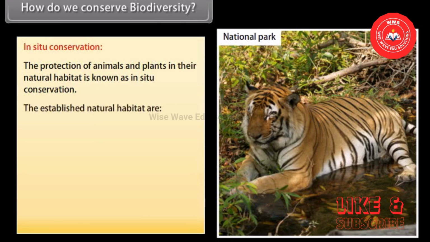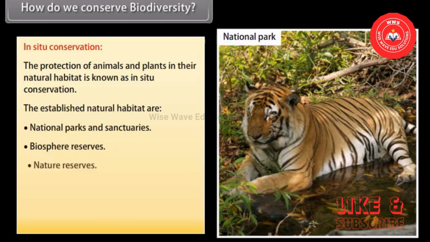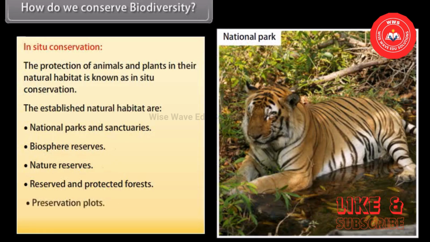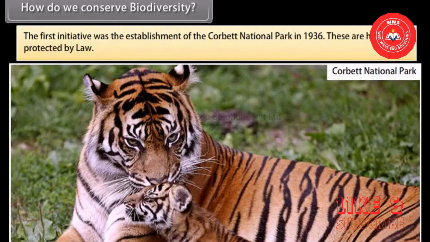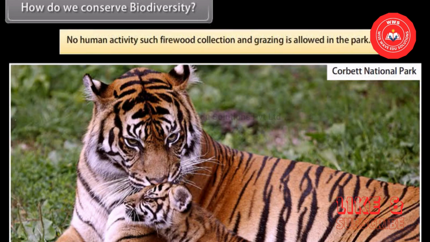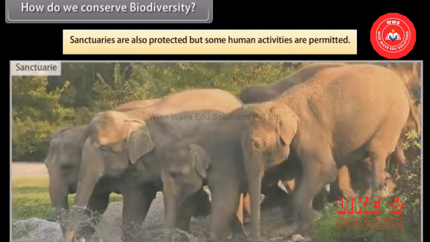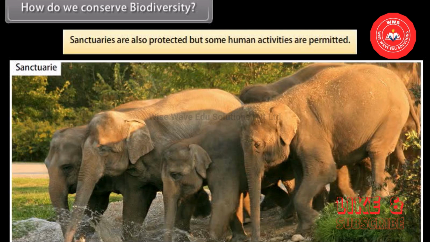The established natural habitats are national parks and sanctuaries, biosphere reserves, nature reserves, reserved and protected forests, preservation plots, and reserved forests. The first initiative was the establishment of the Corbett National Park in 1936. These are highly protected by law. No human activity such as firewood collection and grazing is allowed in the park. Sanctuaries are also protected, but some human activities are permitted.